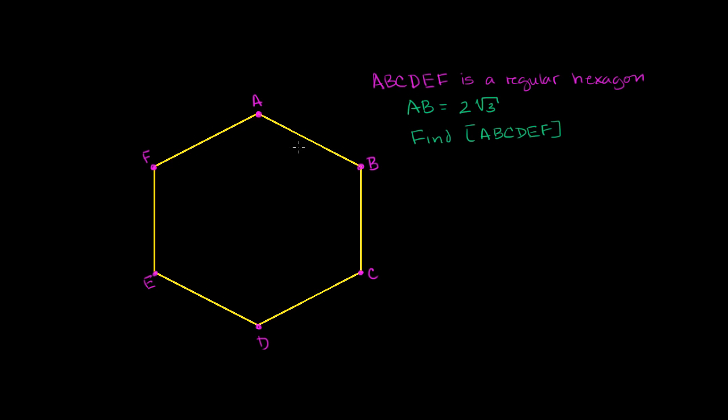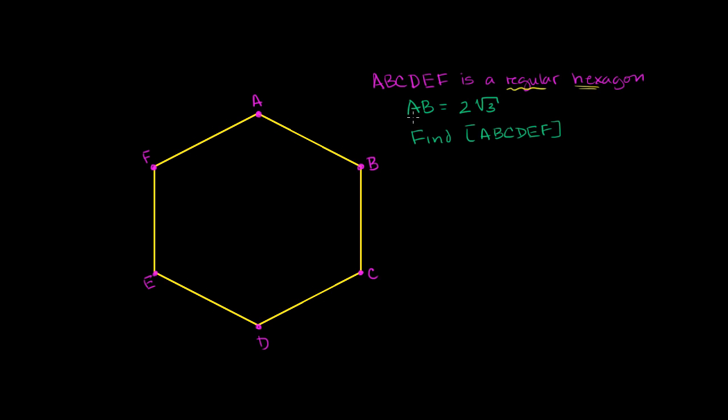We're told that ABCDEF is a regular hexagon. And this "hexagon" obviously tells us that we're dealing with 6 sides, and you could just count that. You didn't have to be told it's a hexagon. But the regular part lets us know that all 6 sides have the same length, and all of the interior angles have the same measure.